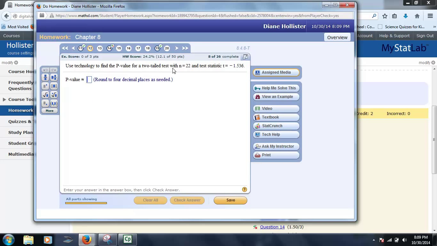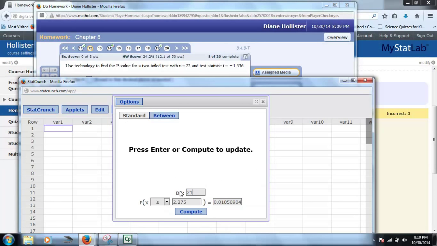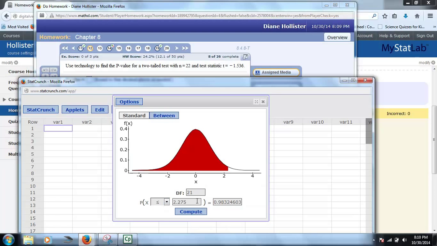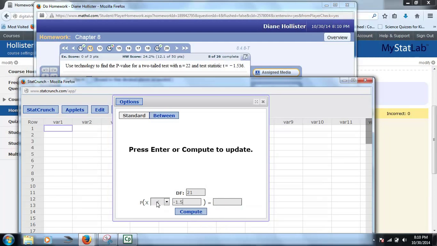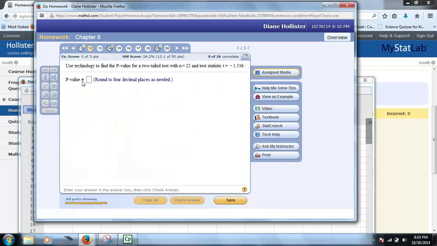Use technology to find a p-value for a two-tailed test with n is 22 and a test statistic of negative 1.536. Same idea. In this particular case, degrees of freedom is 21, less than negative 1.536. So in this particular case, our p-value is 0.0697 at one end. But remember that this is a two-tailed test, so you're going to double that value, and your p-value is 0.1394.